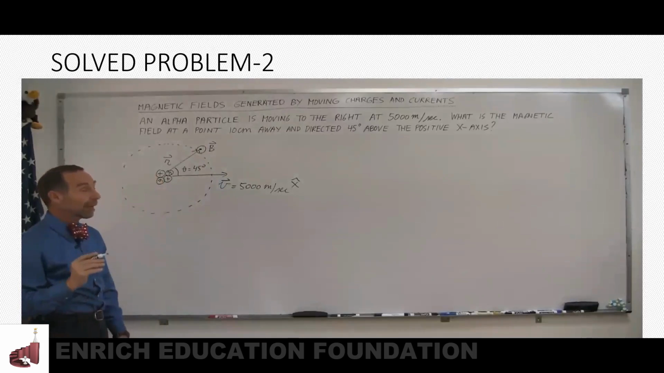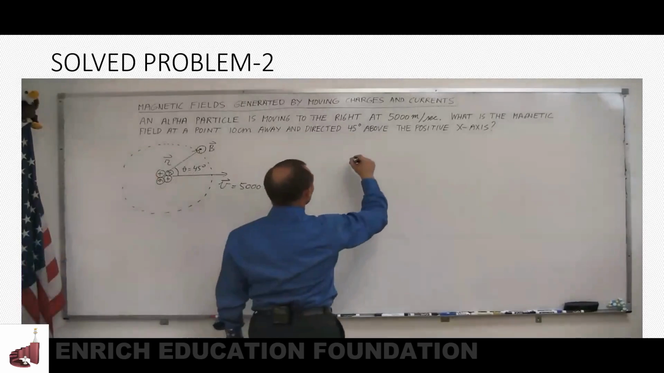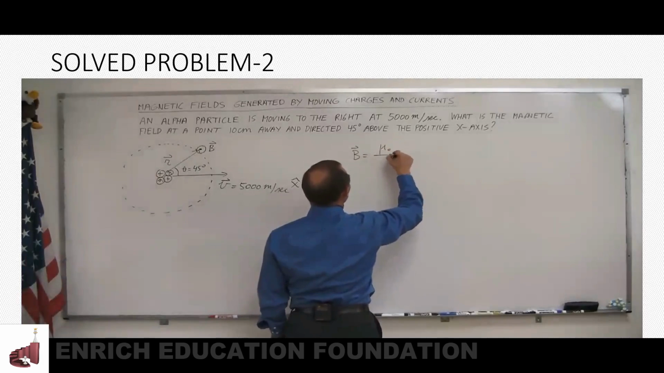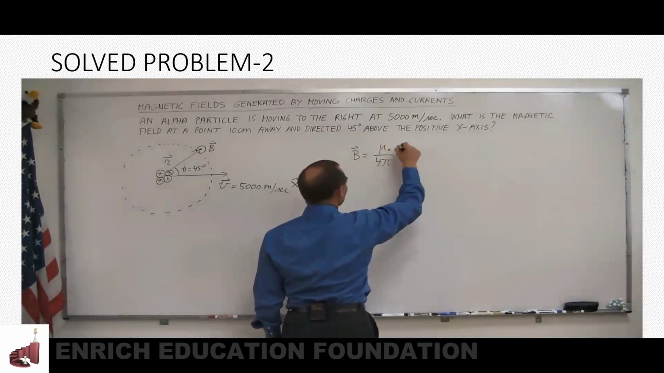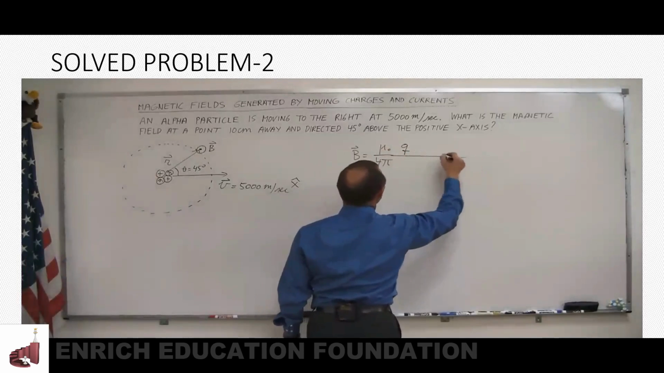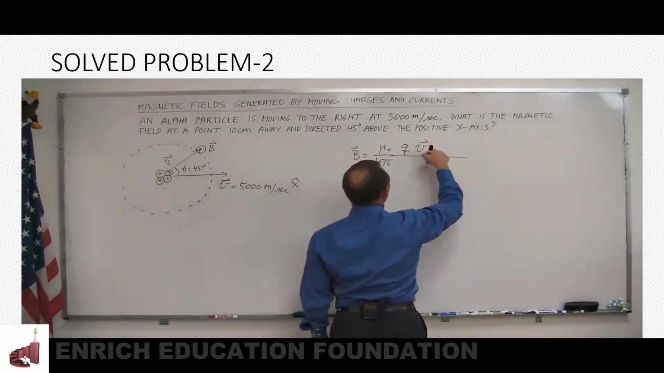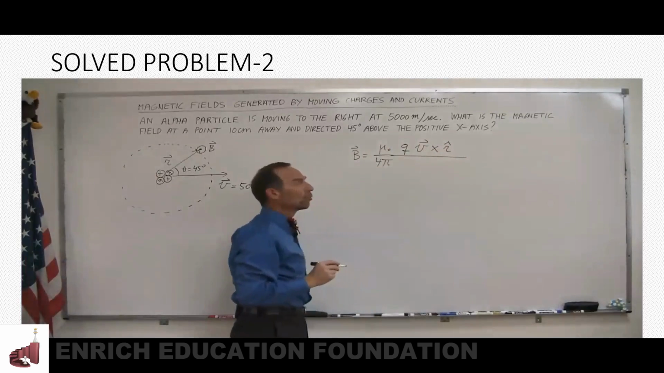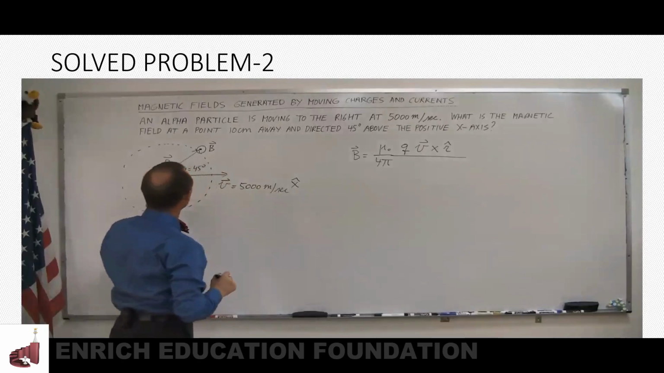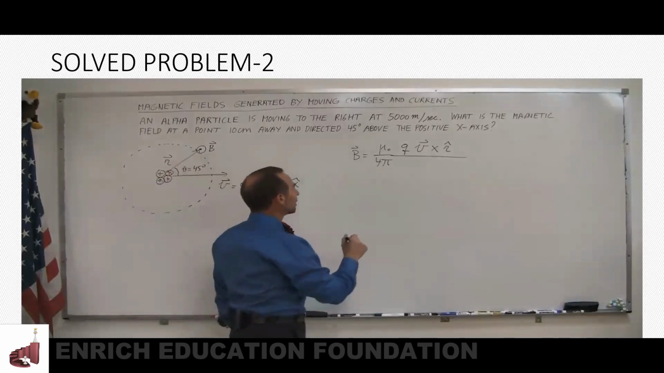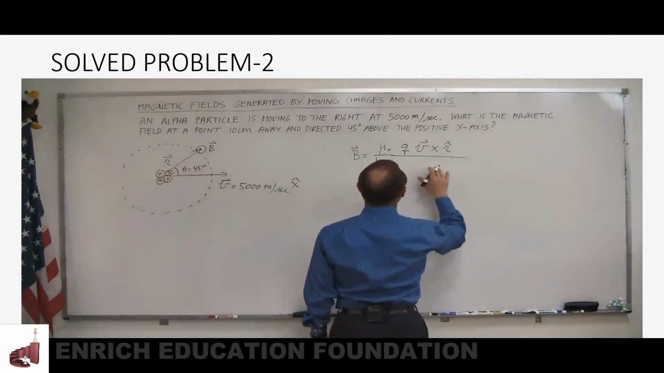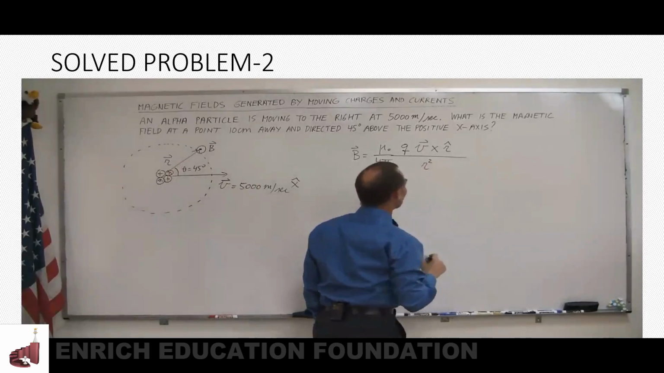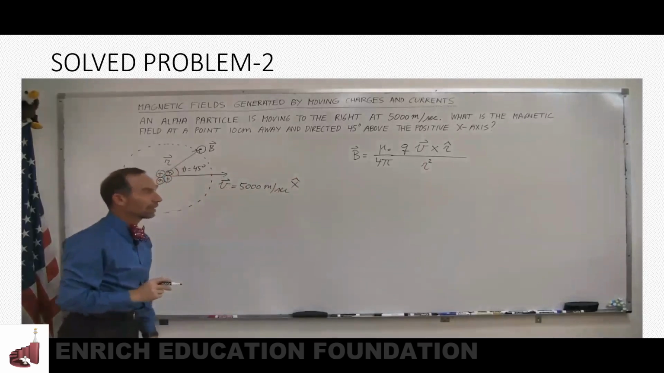All right, now for the magnitude. We need the equation that the B field is equal to mu sub naught divided by 4 pi times the size of the charge times the vector product of the velocity and the unit directional vector of the position vector, and we divide that by the magnitude of the position vector squared. Okay, that's the equation.